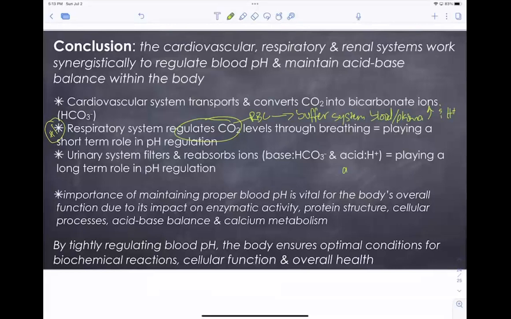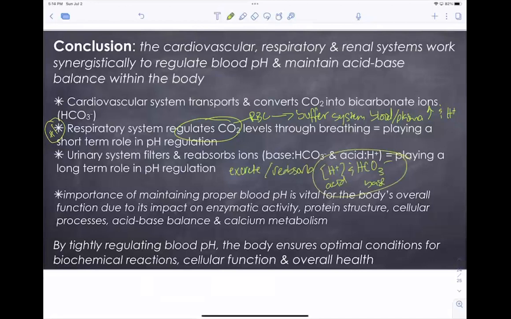The urinary system is then regulating this acid-base concentration from the blood, right? So the urinary system is going to excrete or reabsorb acid and base, right? So acid and base. And that's going to be the long term.